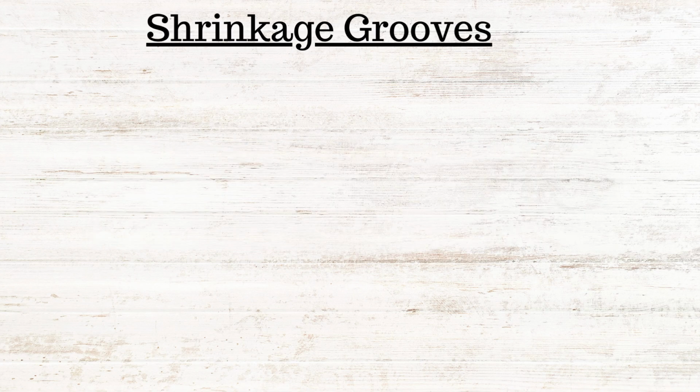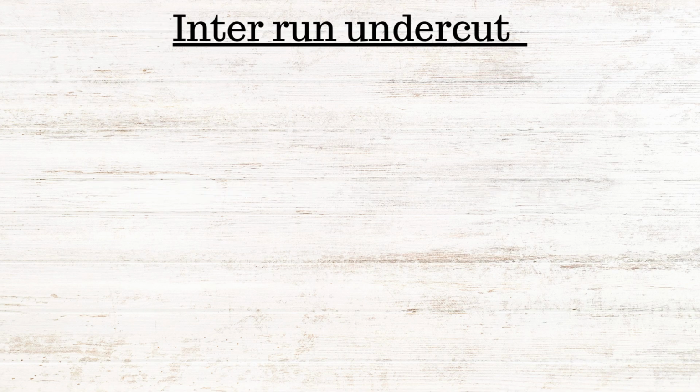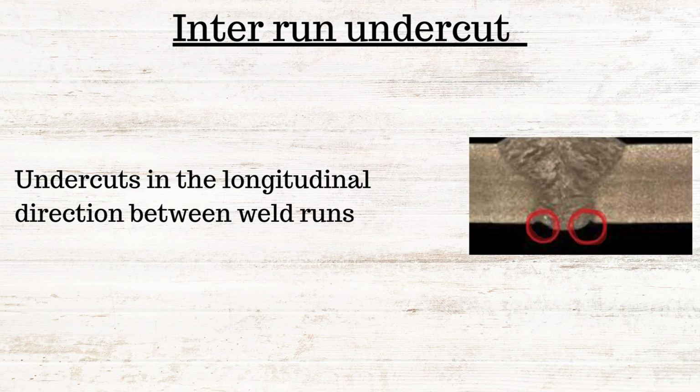There are also shrinkage grooves. This is again a variety of undercut, which is visible on each side of the root run. Inter-run undercuts are also witnessed, where there is undercut in the longitudinal direction between the weld runs. The next type of imperfection is excess weld metal.